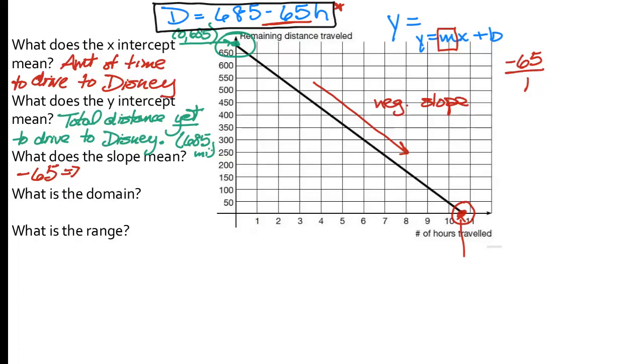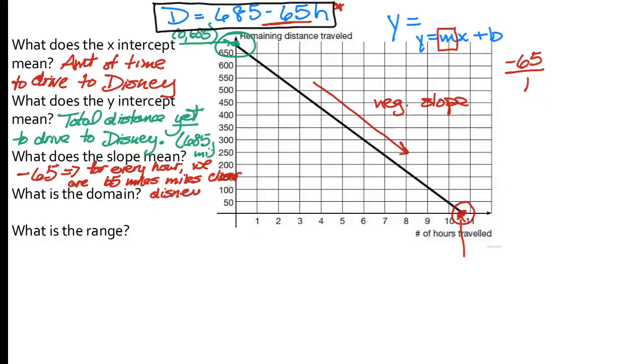It means that for every 65 miles, okay, how do I want to put this? I'm going to say for every hour. Sorry, I'm going to back it up. For every hour, we are 65 miles closer to Disney.